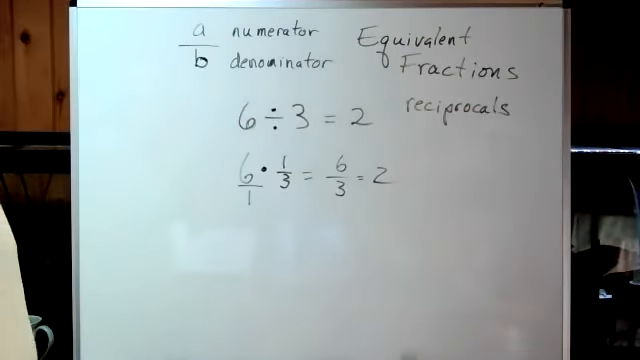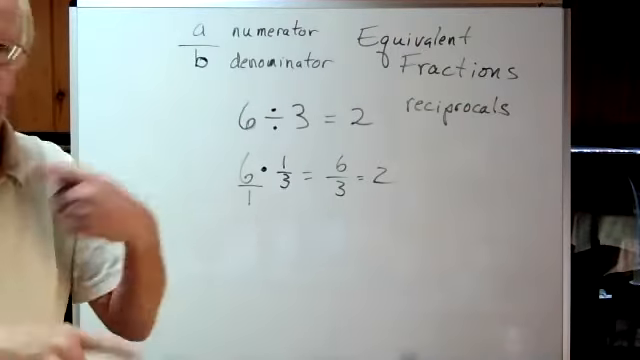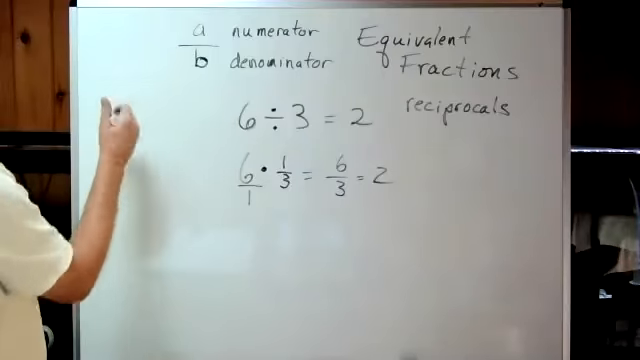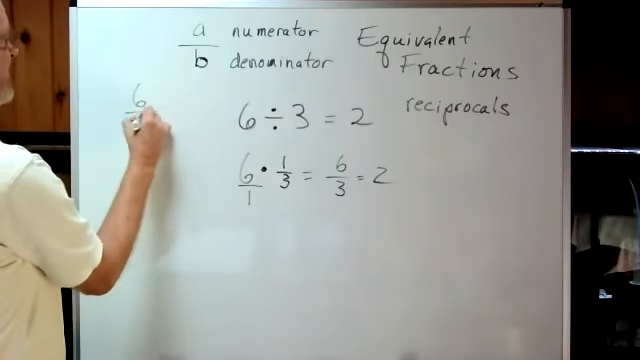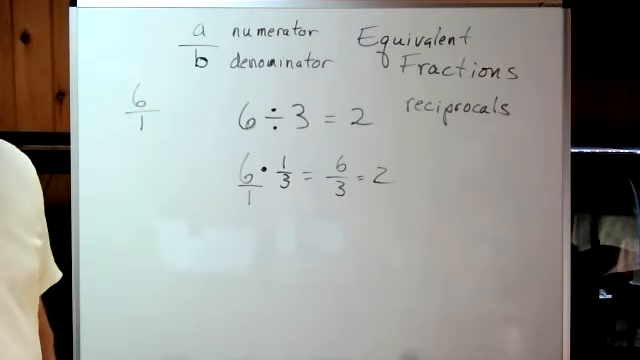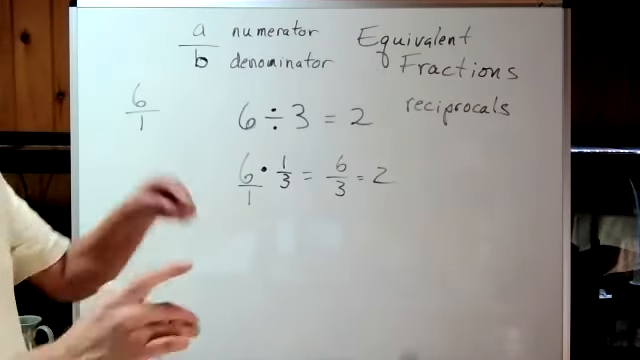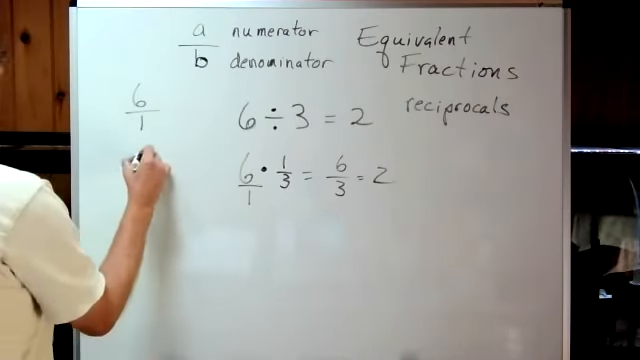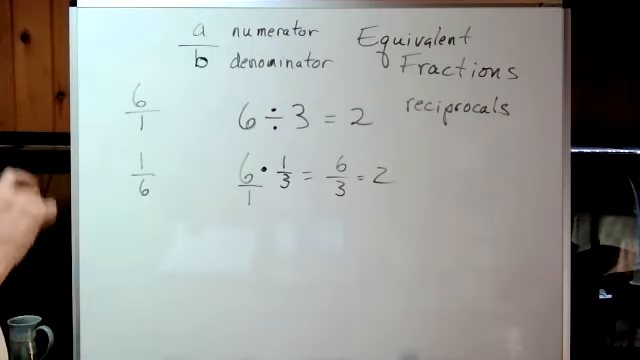Reciprocals. Basically, it's like turn it upside down. So here, if I write 6 like a fraction, 6 over 1, 6 whole parts, its reciprocal is to flip it over. It's 1/6 because it's the reciprocal.